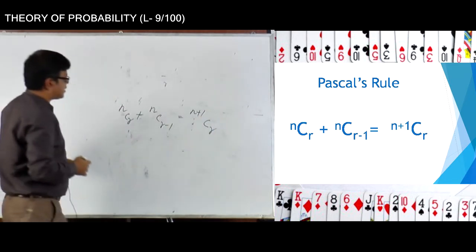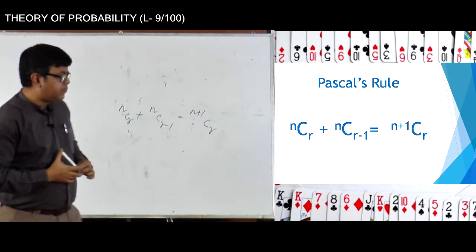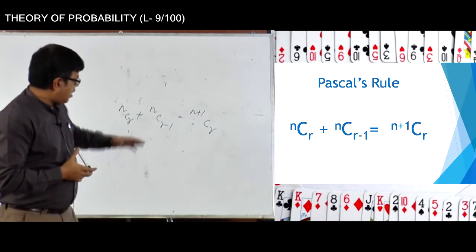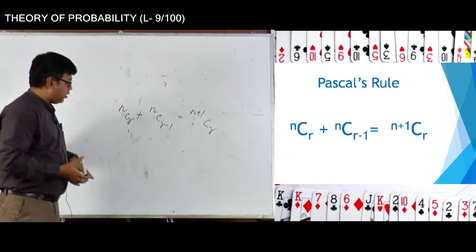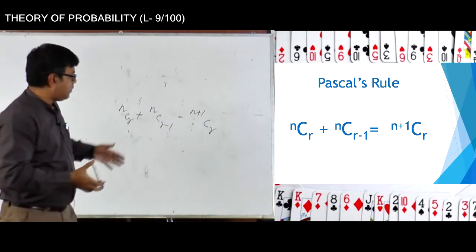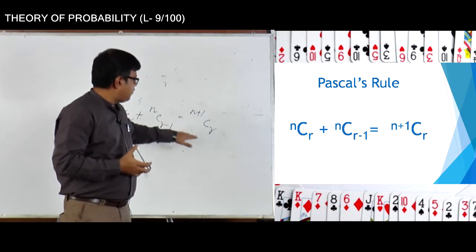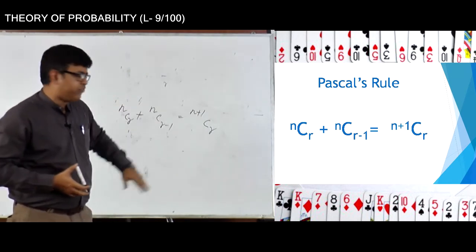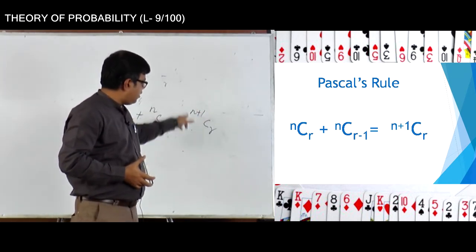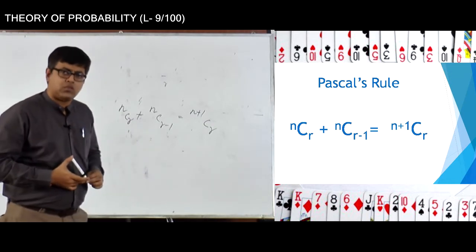Now, this is called Pascal's rule, the famous Pascal's rule in combination. I will tell you why this rule is true. Though you can prove it mathematically, logically we can see what the meaning of this is. If you look at the right hand side, what we are doing is selecting r things from n plus 1 things.